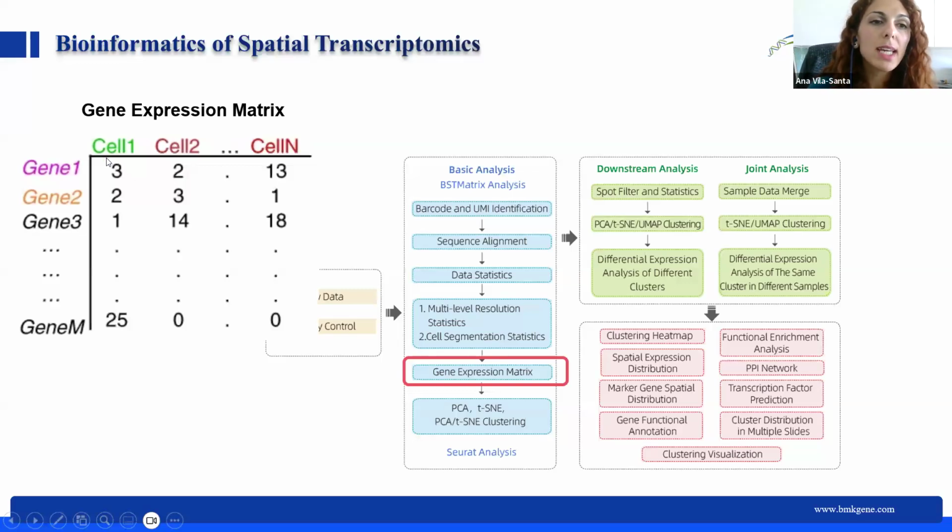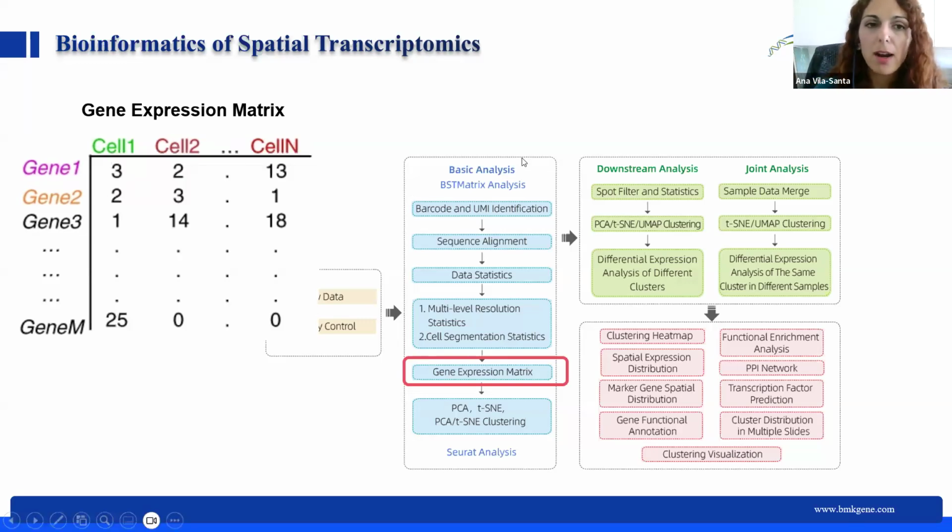And for example, looking at this gene expression matrix here, of course, it's a very simple example. We can see that in cell 1, the expression level of gene 1 is 3. And so this is the idea of this gene expression matrix. This is a very standard format and can be used for all the downstream analysis.